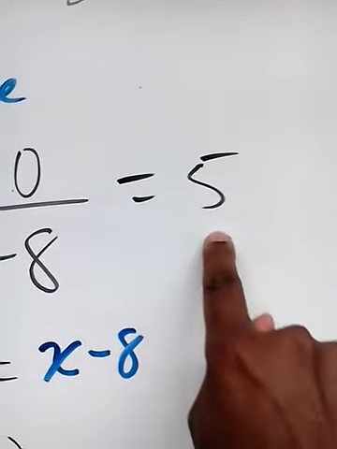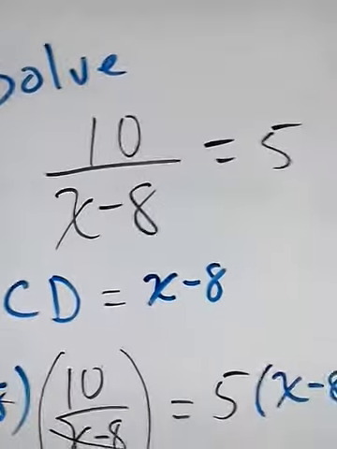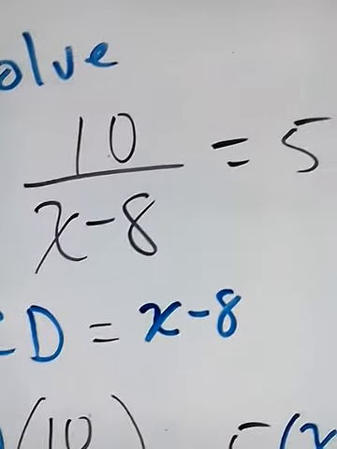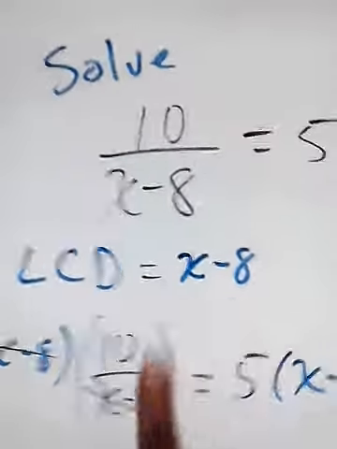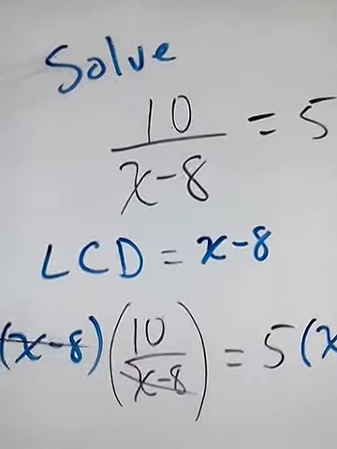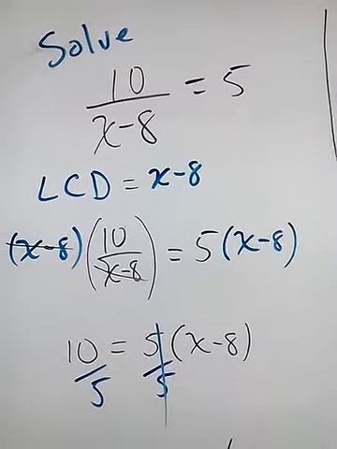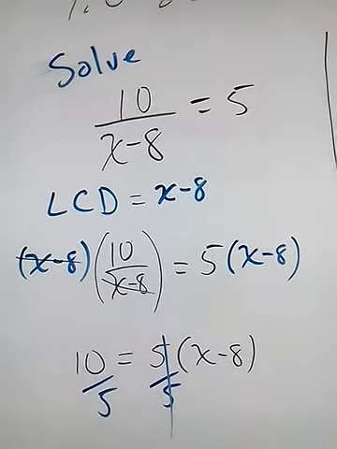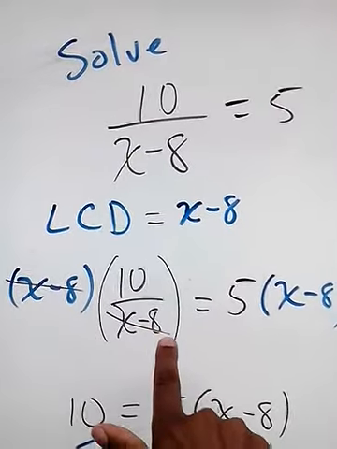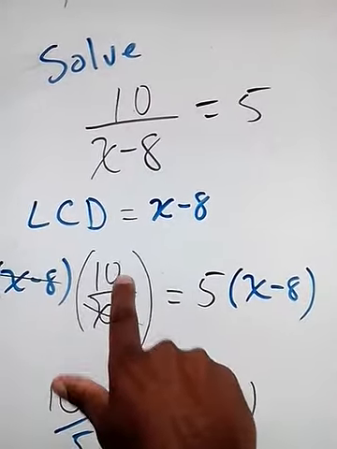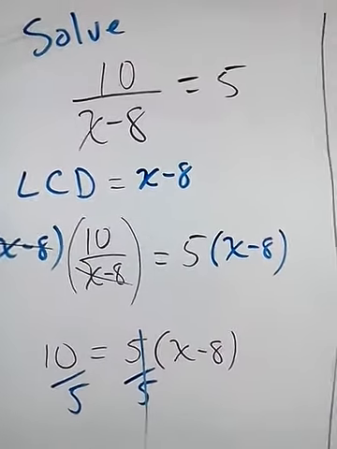And then, of course, if we turn the 5 into a fraction, we'd have 5 over 1, which will have a 1 in our denominator. So our LCD is multiplying the two denominators together, which will give us back the x minus 8. We take x minus 8, which is our LCD, and multiply it by each one of the terms. Therefore, when we multiply it, we cancel out x minus 8 over here. So we have left over 10 is equal to 5 times x minus 8.